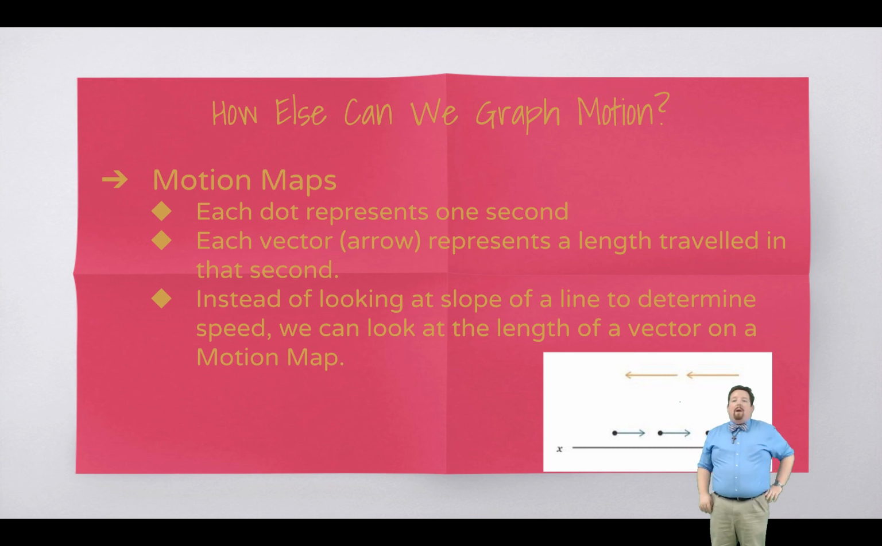On a motion map, we have dots that represent time. Each dot represents exactly 1 second. We place these dots on a number line at different positions that reflect where the object is positioned at that time. Between the dots, we draw arrows or vectors. The bigger the arrow, the larger the distance the object has traveled in a 1 second time slot. In other words, the bigger the vector, the faster the object was going at that point in time.